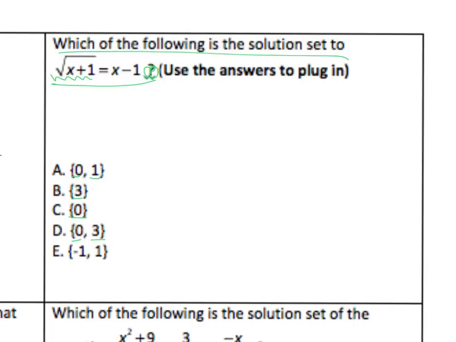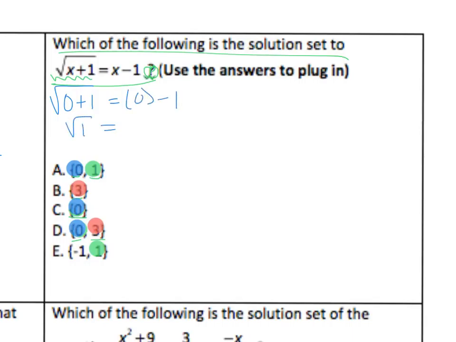So again, what I look at is numbers that repeat the most often. Numbers that repeat are 1, 0, and 3. So again, what I would do first is I would test the ones that show up the most often. I would test 0. So I'm going to plug in 0. 0 plus 1 equals 0 minus 1.